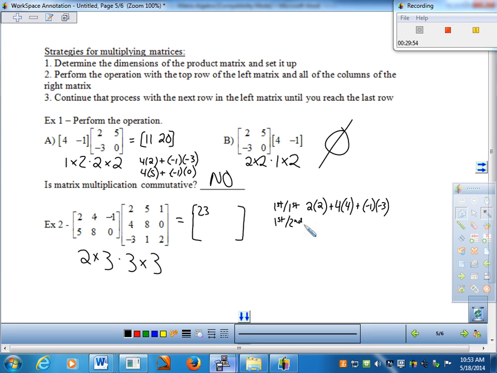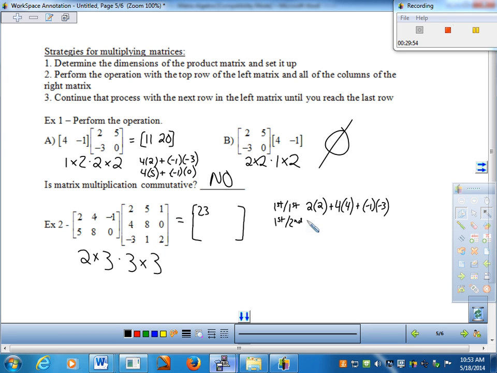And again, when you get better at this, you don't have to do all this. I'm just trying to cover all my bases with you. So here we go. 2 matches up with 5. 4 matches up with 8. -1 matches up with 1. Across there and down here. That's the top row, and it's the second column.